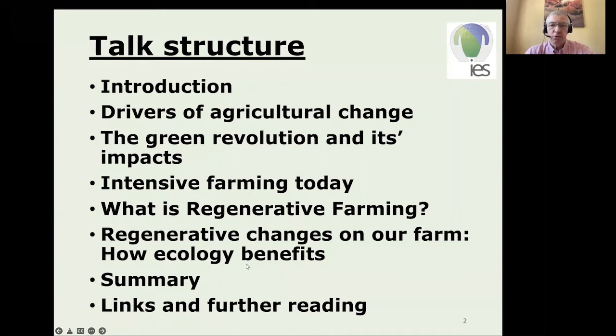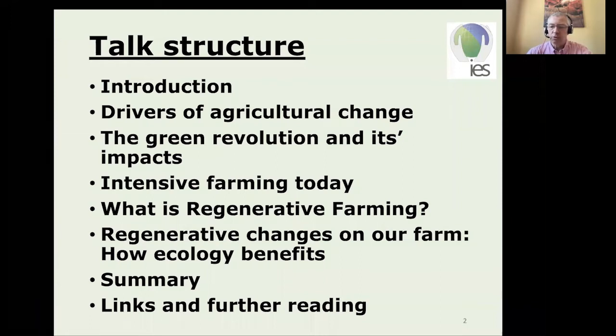In terms of the structure of today, I'll take you through a brief introduction to the social and political pressures that have driven changes in agricultural practices in the UK, before then outlining the Green Revolution that increased UK farm output during the 20th century. I'll summarise how today's intensive farming industry impacts the environment and why we must manage our farms differently if we are to address our environmental issues, and how regenerative agricultural methods can help this.